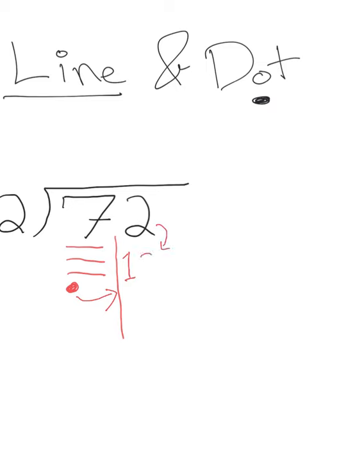I move down my 2. And now, I'm gonna make lines again, right? Now I'm going to see how many times 2 goes into 12. I'm gonna make some lines. So, let's see. I'm pretty good at counting by 2s. 2, 4, 6, 8, 10, 12.